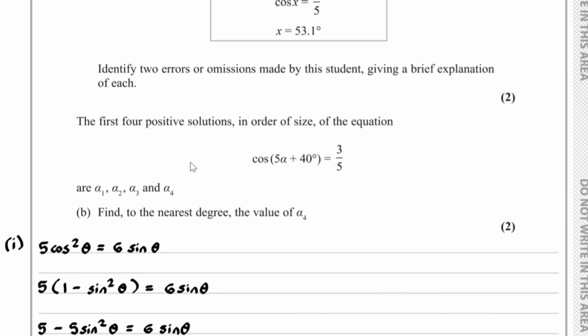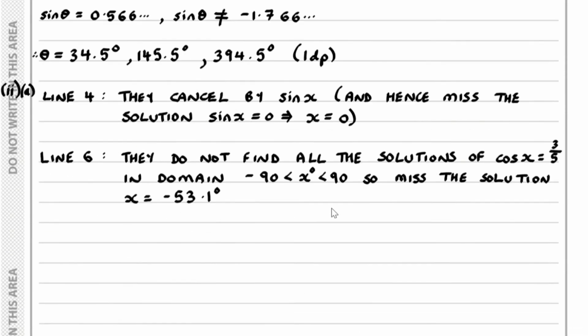And now for part C. The first four positive solutions in order of size of the equation cos of 5 alpha plus 40 degrees equals 3/5 are alpha 1, alpha 2, alpha 3 and alpha 4. We have to find to the nearest degree the value of alpha 4.